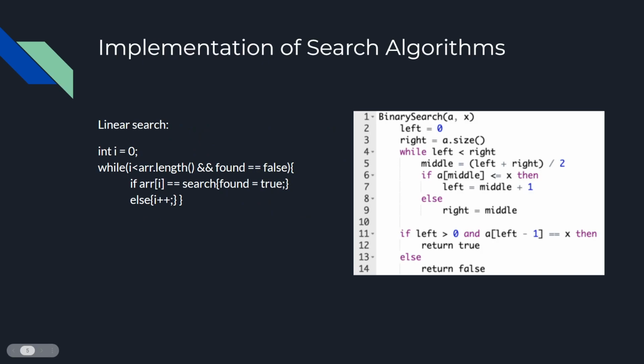So, for the implementation of searching algorithms, if you're performing a linear search, you can just use a for loop or a while loop to go through the array and see if that index is what you found, then you can mark true and just quit, or else you can increment the array variable by one and then keep looking. And obviously, you'll stop if you reach the end of the array.